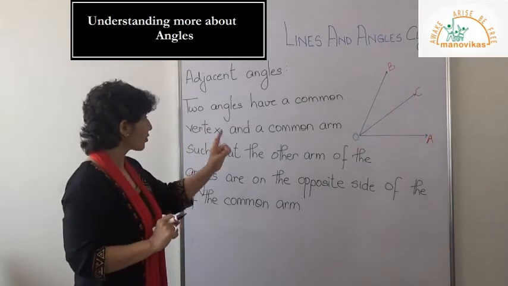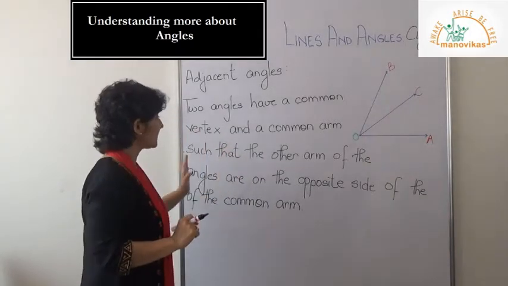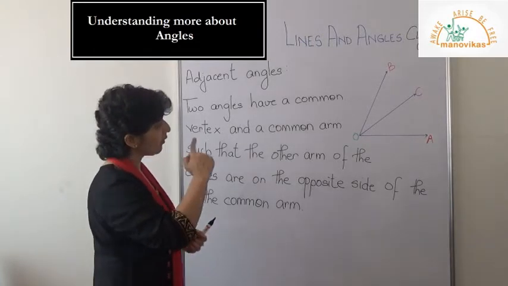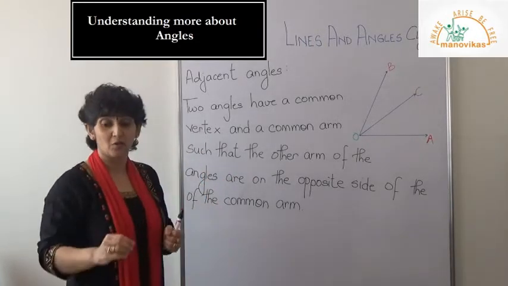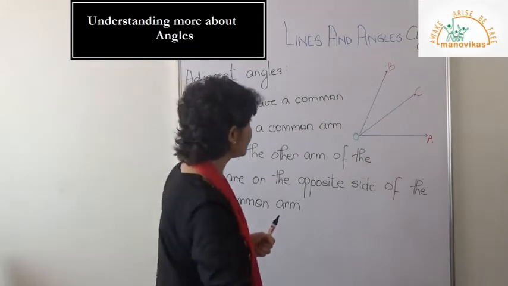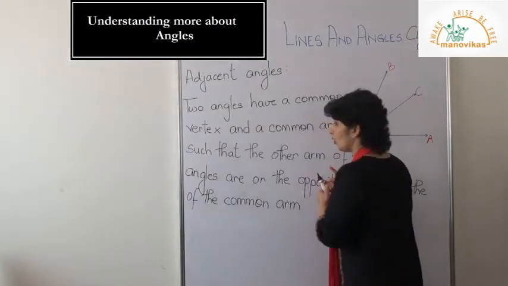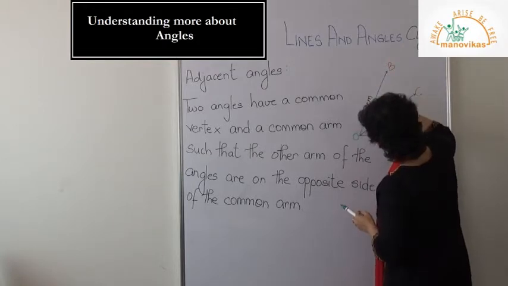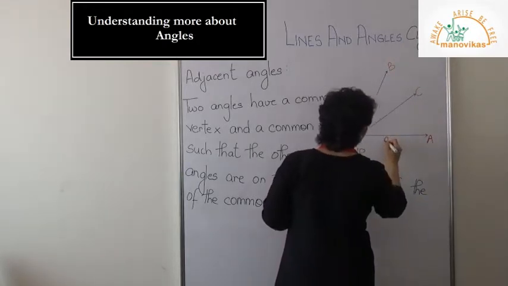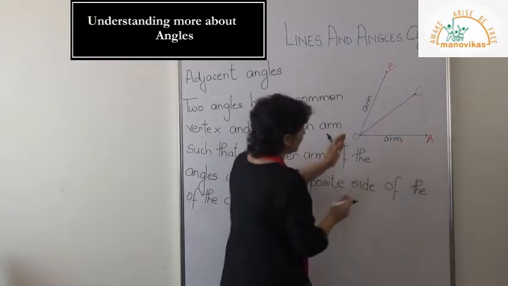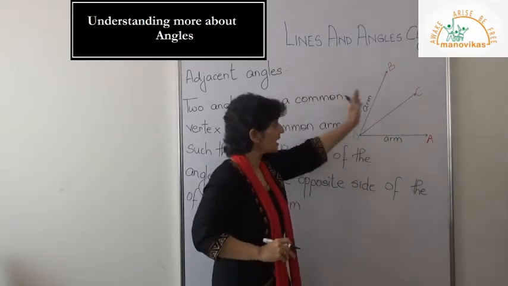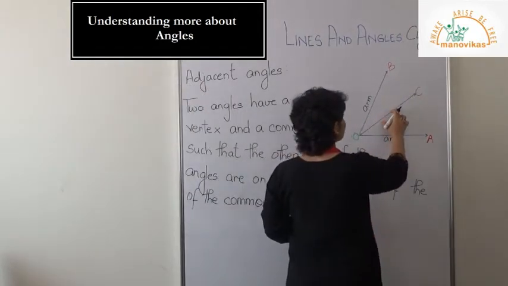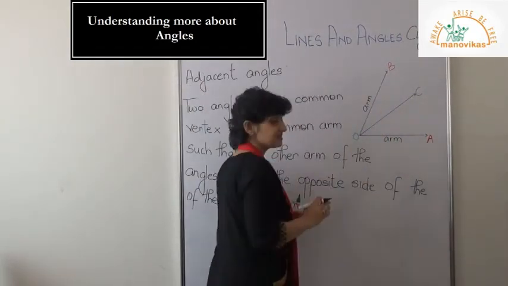And a common arm such that other arms of the angles are on the opposite side of the common arm. Right? Now, these are your arms. I have explained this also in your previous class. This is an arm and this is also an arm. Now these arms are opposite to each other. And if you notice, this is a common arm for these two.